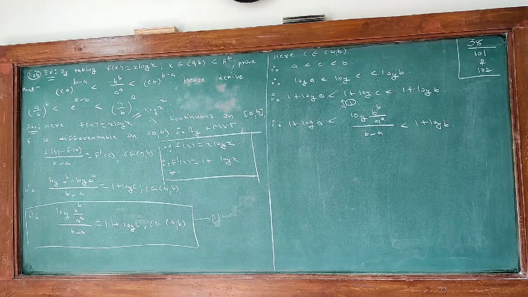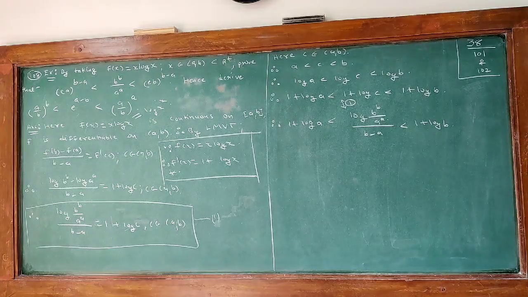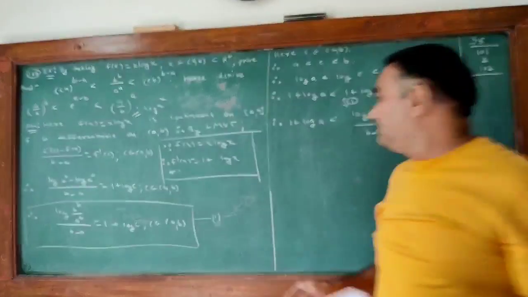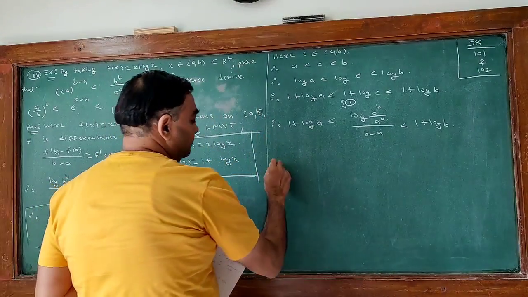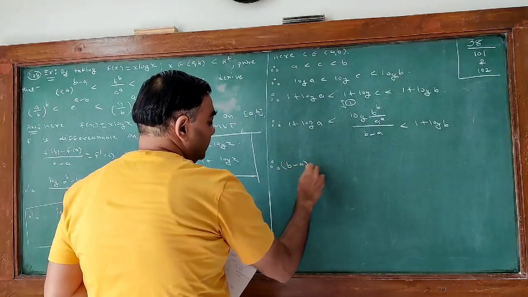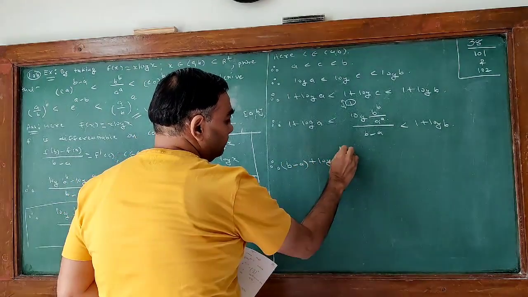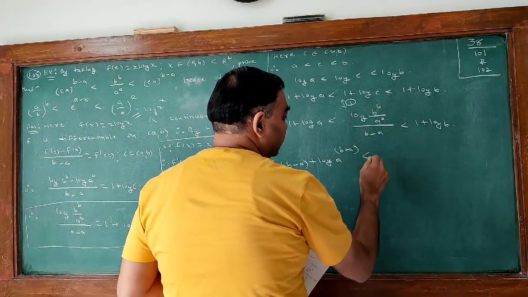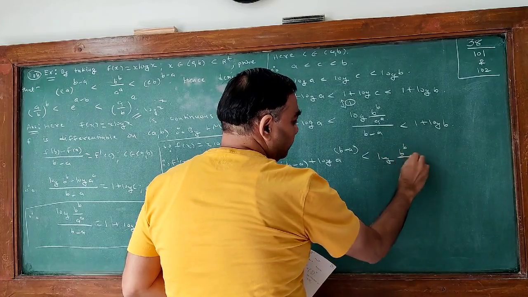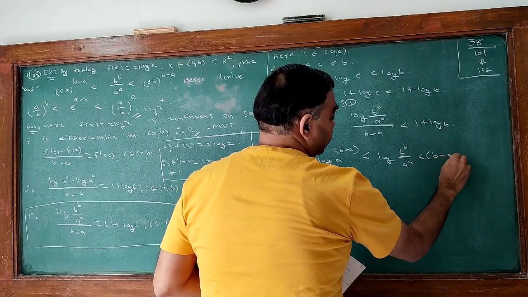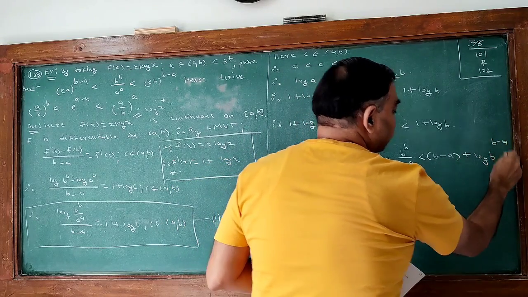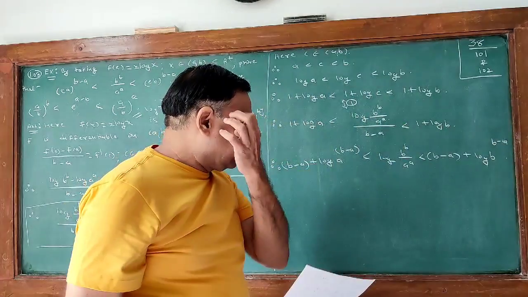Now we multiply all these terms by B minus A. Therefore, we multiply this equation by B minus A, and therefore B minus A plus log A raised to B minus A, log B raised to B upon A raised to A is B minus A plus log B raised to B minus A.